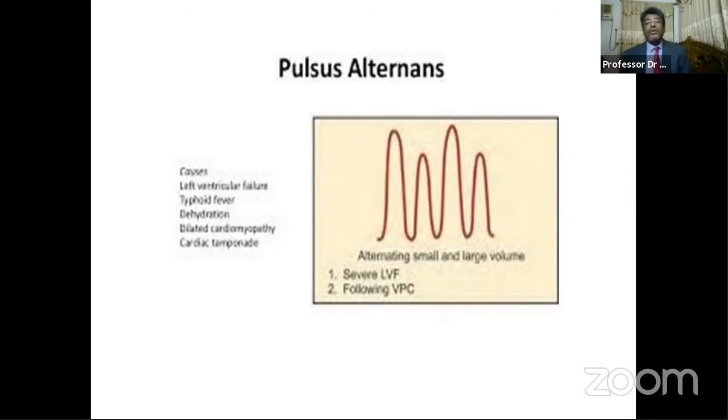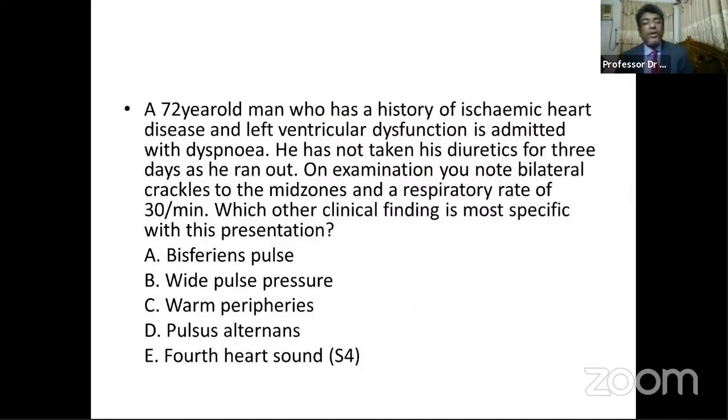So pulsus alternans is the right answer in the above case scenario, that is, the patient having left ventricular failure, among the 5 answers mentioned. So pulsus alternans is the best answer that fits the above scenario.